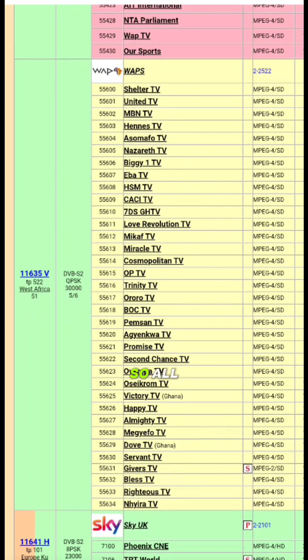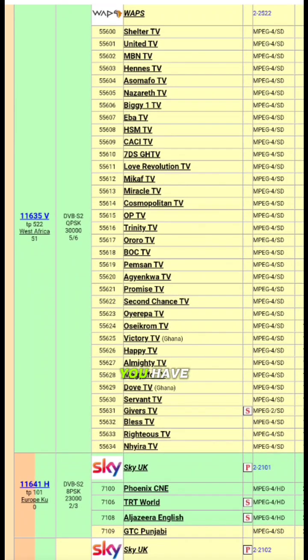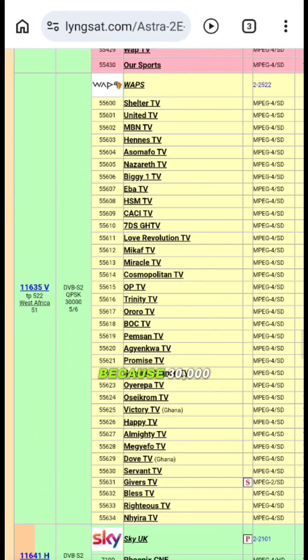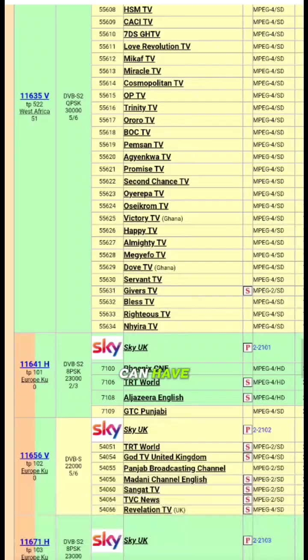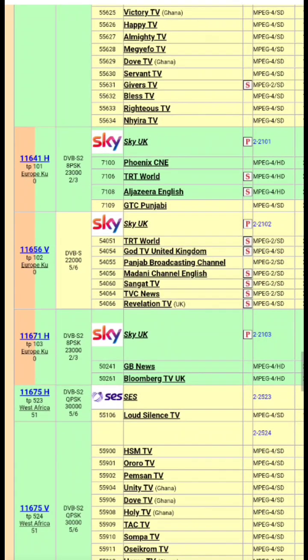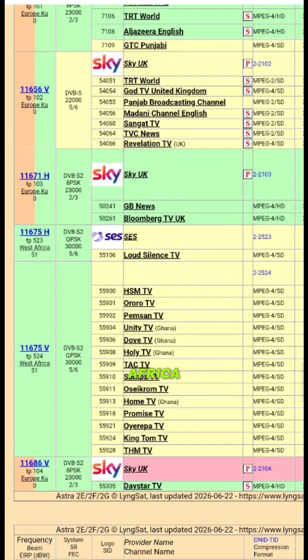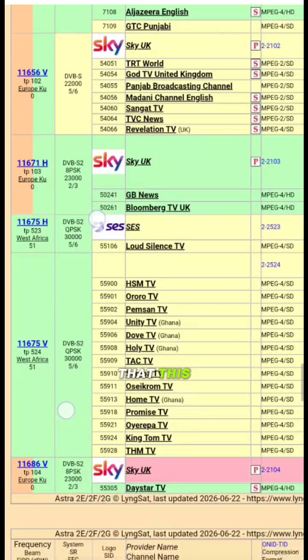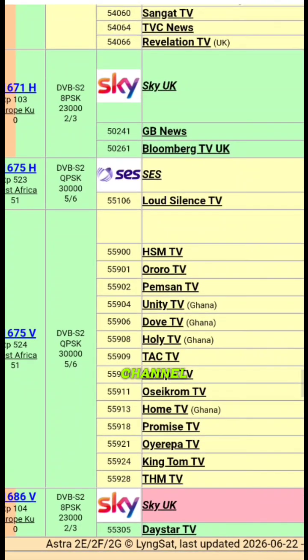So all these frequencies, like this frequency 11635 V, 30,000, you can see that you have a lot of channels here, because a 30,000 symbol rate is bigger. So the more the symbol rate, the more channels you can have under it. Okay, you can also see West Africa, this frequency of 11675. You can see that you have all these channels, Sam, Dove, and all the rest.